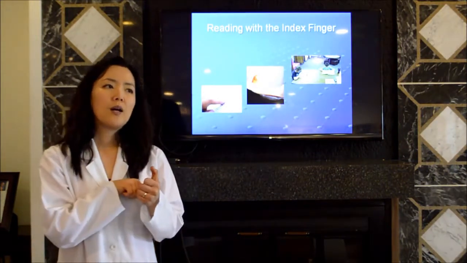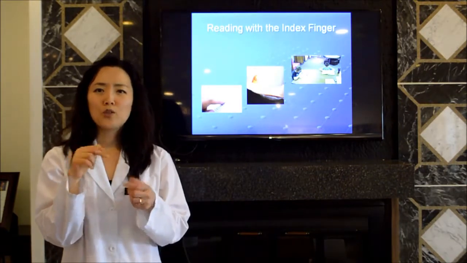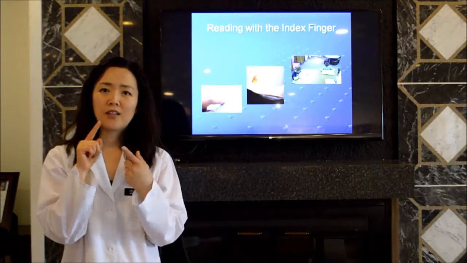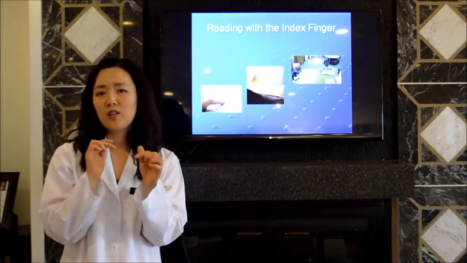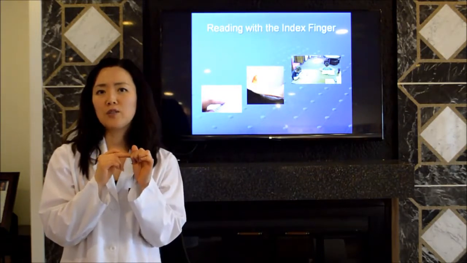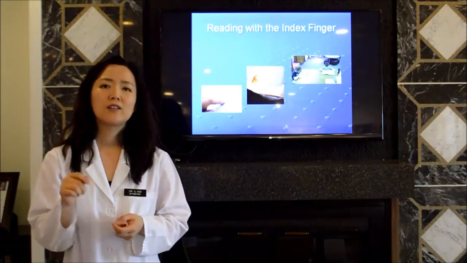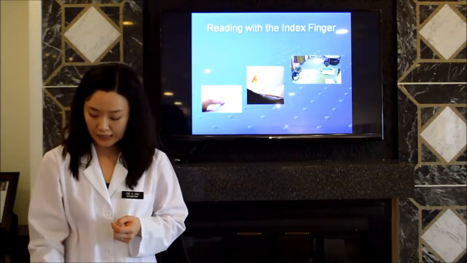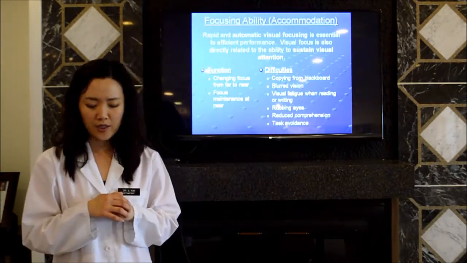And here are some pictures of how some children use their fingers to read. Children who are using their index finger are a little bit better than the ones who use the middle finger, because at least the index finger in Eastern teaching is connected to your eyes. The middle finger is connected to your brain. So kids who point with their middle finger are compensating even more than the children who are pointing with their index finger.